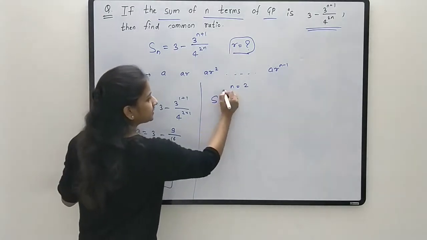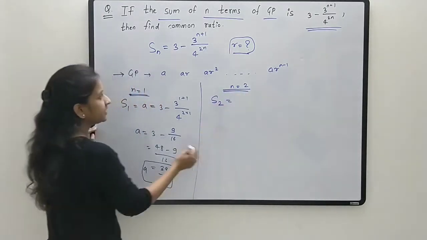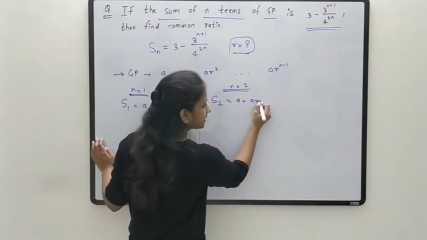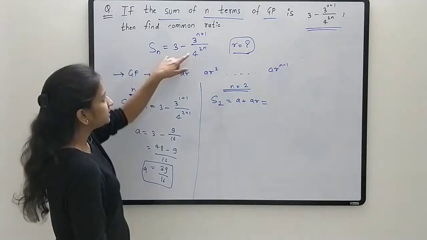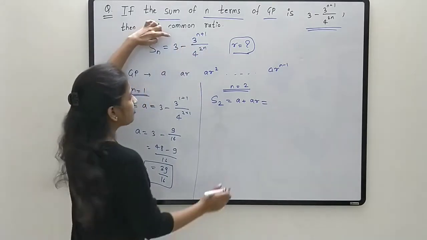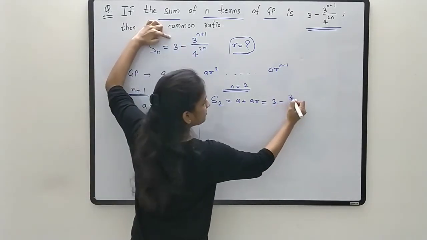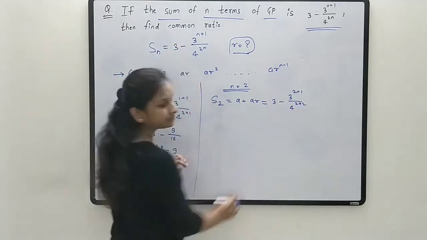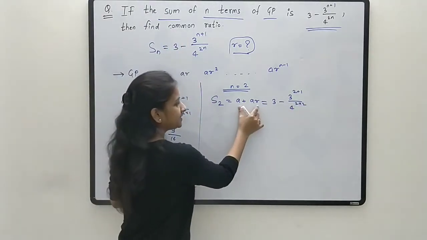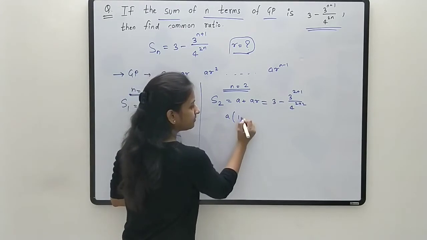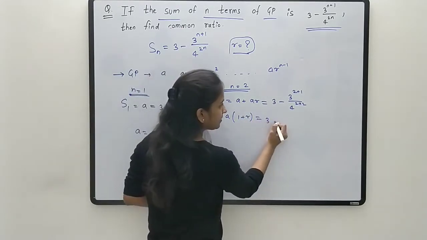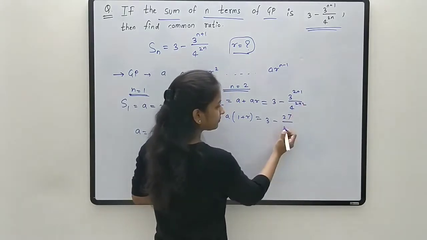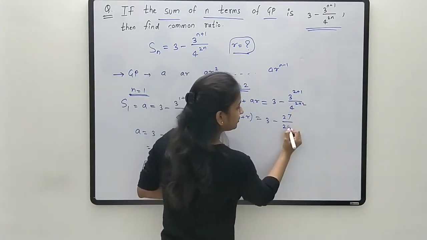Then what is this? Sum of first two terms. That means A plus AR, right? A plus AR is equals to what? Just substitute 2 here. So what we will get? 3 minus 3 power 2 plus 1 divided by 4 power 2 into 2, right? See, let's take A common. So we will get 1 plus R is equals to 3 minus 3 cube is 27 divided by 4 power 4. So this is 16 square, 256.